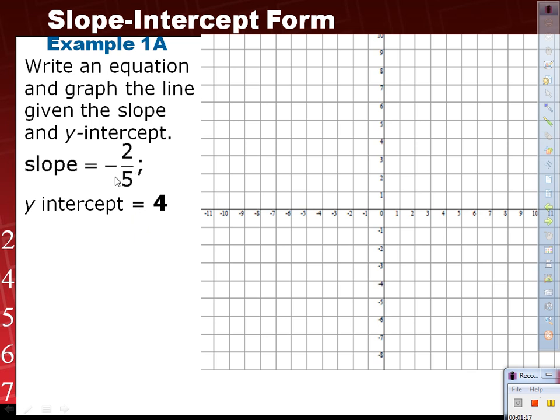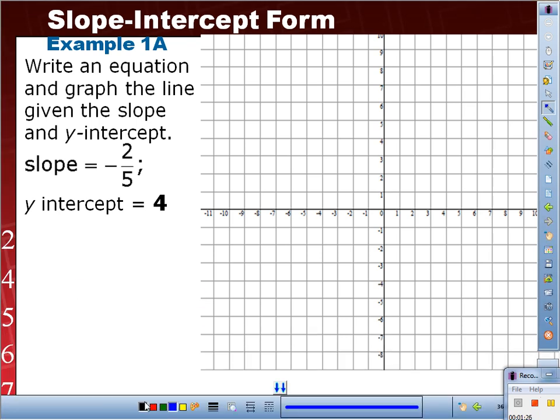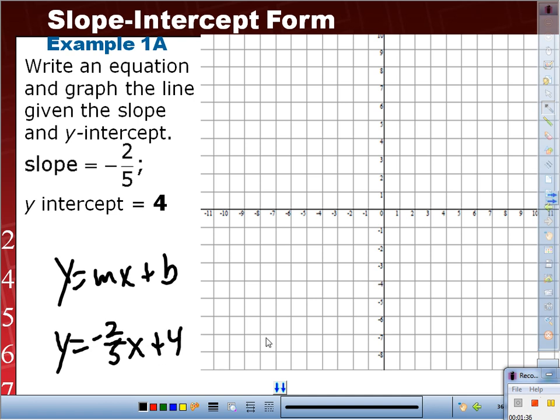So yesterday we started with this one, is that correct? And the process was simple. You write first your slope-intercept form, y equals mx plus b. Then you substitute the values given. So this is y equals negative 2/5 x plus 4. And then from there we graph. To graph, we start with the y-intercept, which is positive 4. From there we use the slope to plot points.